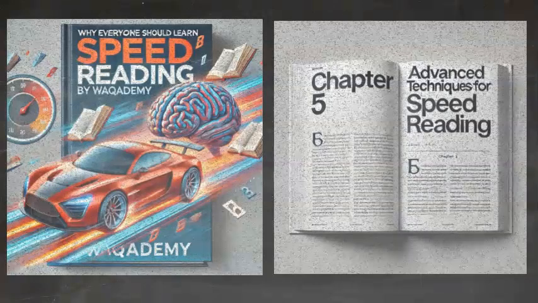How to optimize your reading environment. Your environment plays a huge role in how effectively you read. Distractions, poor lighting, and uncomfortable seating can all hinder your ability to read quickly and retain information. Creating an optimized reading environment can enhance both your speed and comprehension.